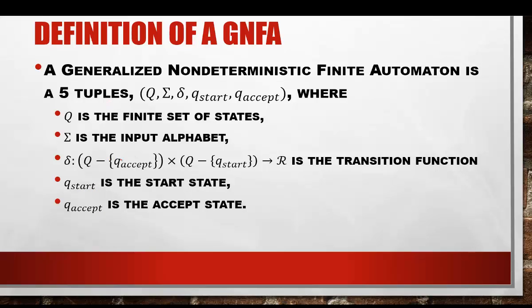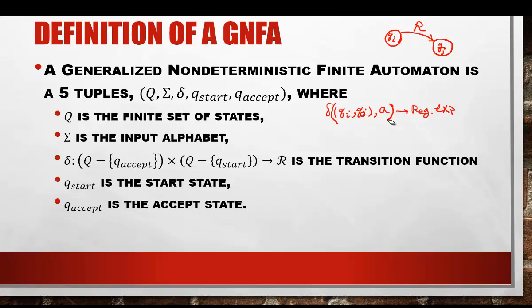Now, why do I actually exclude Q accept and Q start from the input pairs? If you want to think about this, the delta takes a Q sub i and a Q sub j as a pair, and an alphabet, let's call it a. So delta's input is like this, and then it generates a regular expression. This regular expression, effectively, you can think of it as being the label of the transition arrow. So it basically looks like this. If this is Q sub i and this is Q sub j, then R is the label.